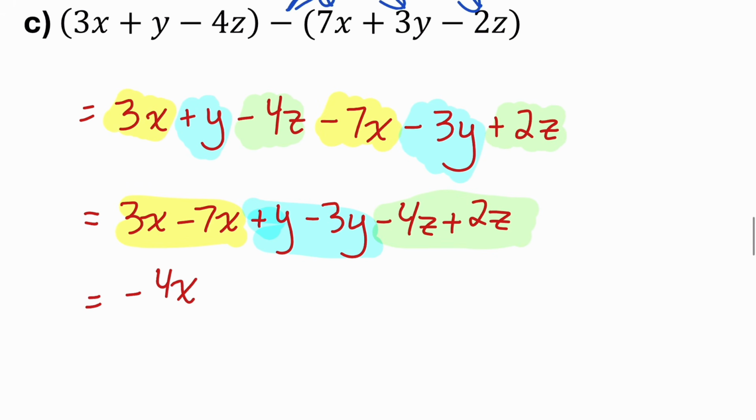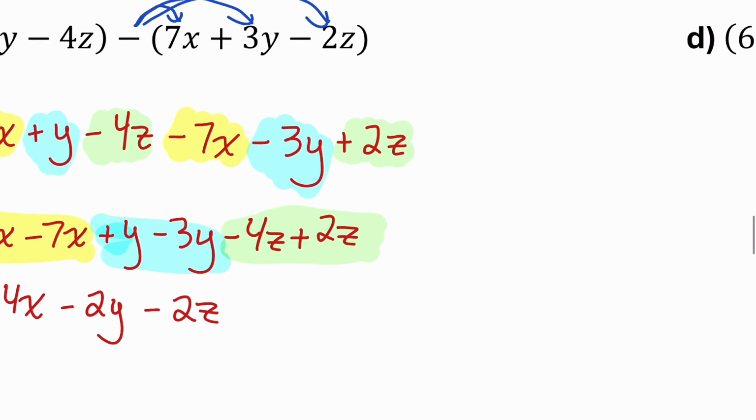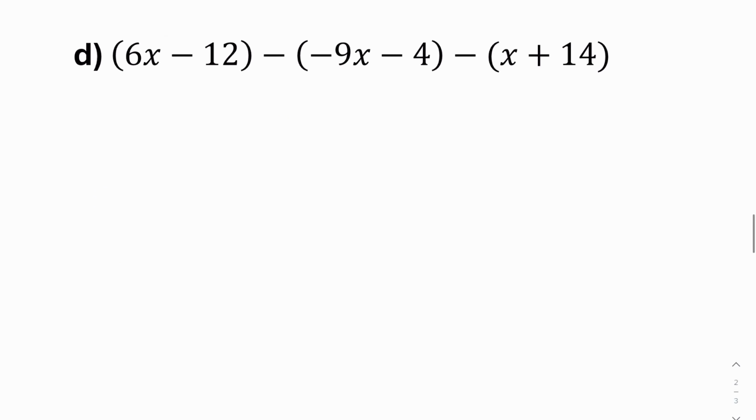And then we have y minus 3y. 1 minus 3 is negative 2, so that's negative 2y. And then negative 4z plus 2z. Negative 4 plus 2 is negative 2, so that'd be negative 2z. And none of those 3 terms are like terms, so we can't collect them together, which means this is the final simplified answer. Now let's move on to the last one we'll practice, part D.